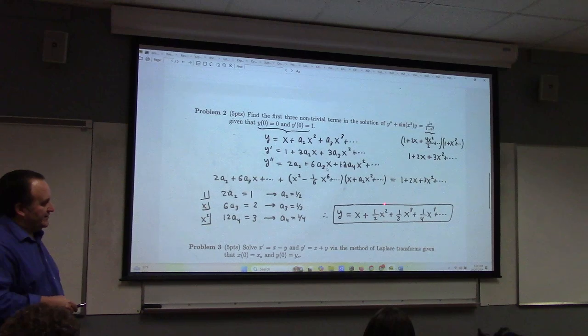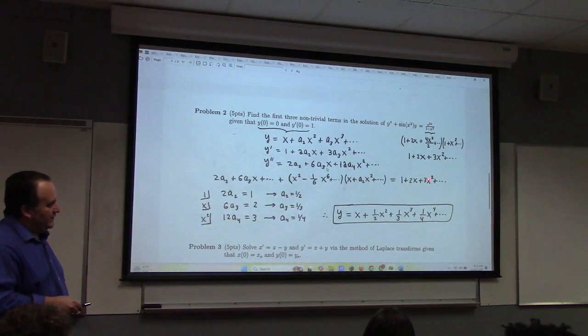And then, because I'm curious, I decided to get one more term. So past this, of course, I've got the 12a4 equals the coefficient of x squared over here, which is 3. Notice there is no x squared term from here because, again, this starts at order 3.